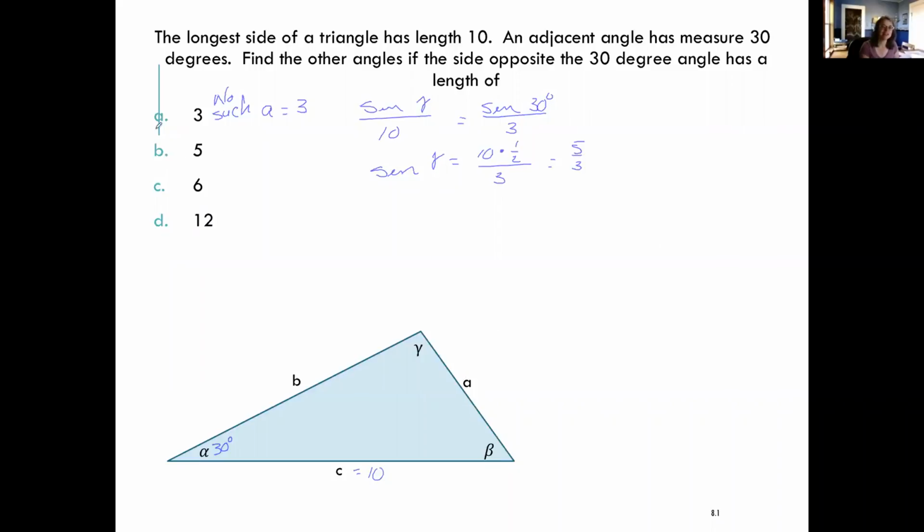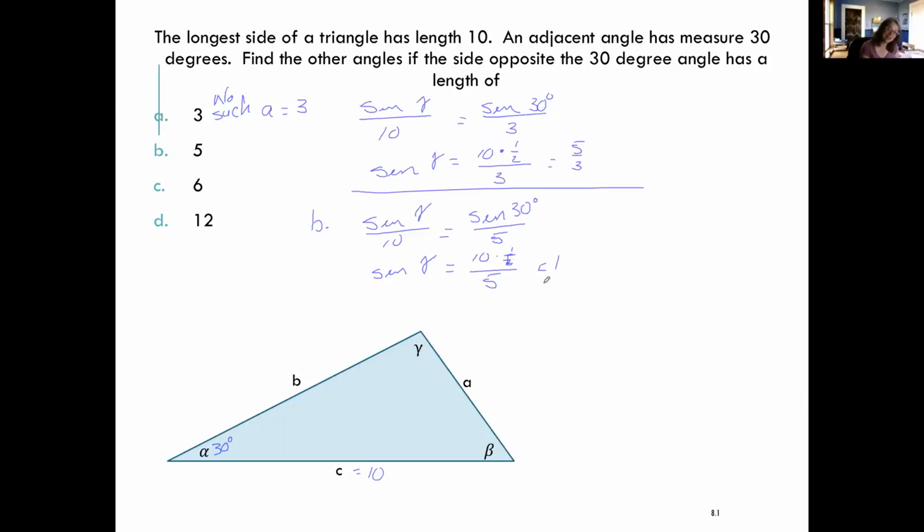Let's look at problem B, where this side A is 5. We're going to set up pretty much the same thing. So this is for B. Sine of gamma divided by 10 equals sine of 30 divided by 5. We still know the sine of 30 degrees is 1/2. So that means that the sine of gamma is 10 times 1/2 divided by 5. 10 times 1/2 is 5. Divided by 5 is 1.